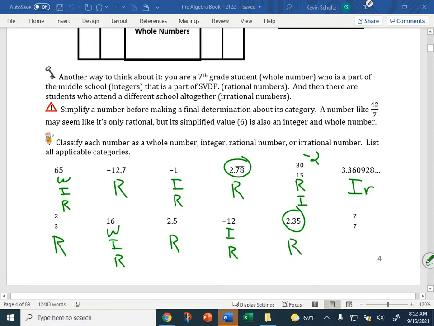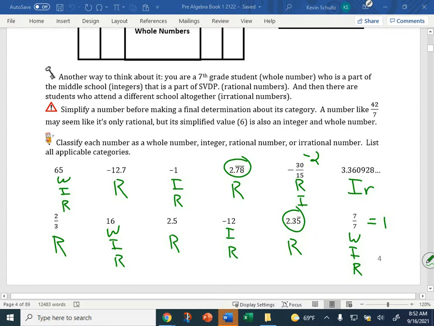And finally, 7/7, we already talked about that one. It is all 3 of them because it does equal 1. It is whole, integer, and rational. Okay. Any questions on these? What do you got? 12, Quentin. How was 16 all?